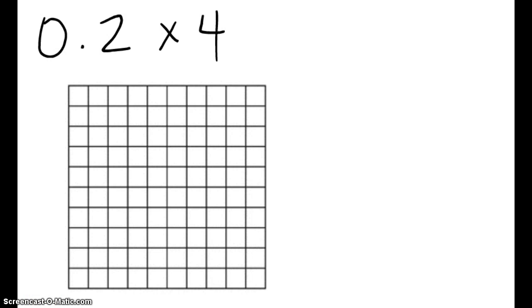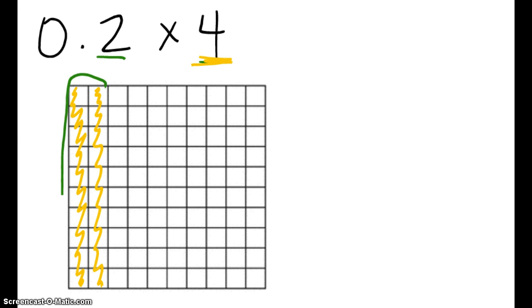Multiplying decimals. Let's take a look at the following example, 2/10 times 4. Let's think about what 2/10 times 4 means. Well, if I have a 10 by 10 grid here, so this is 1/10, and this is 2/10. Now, what I want is to make 4 groups of 2/10.